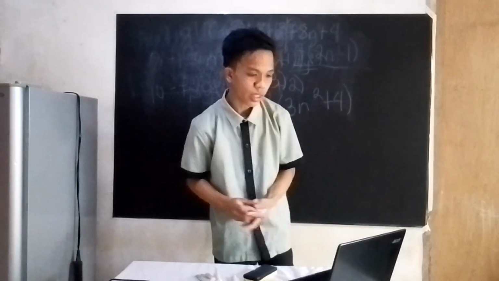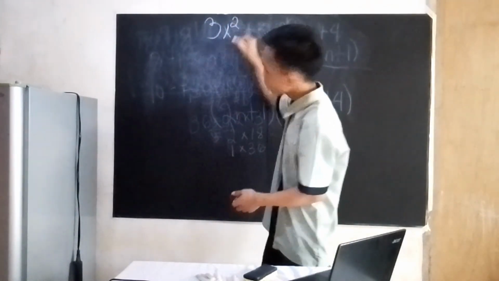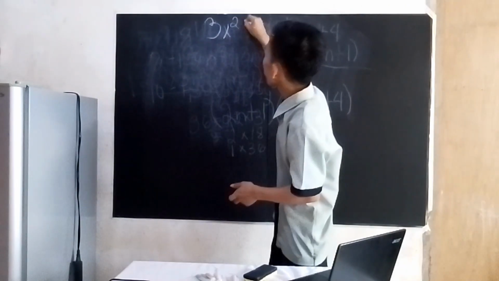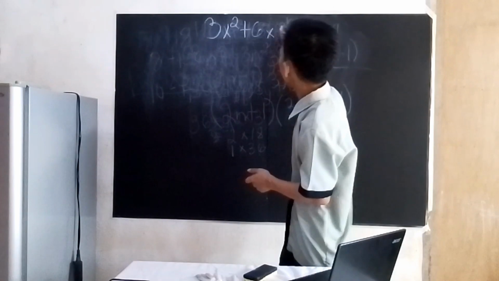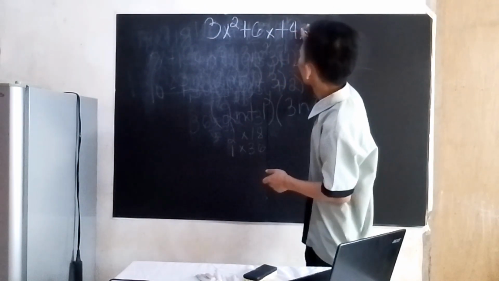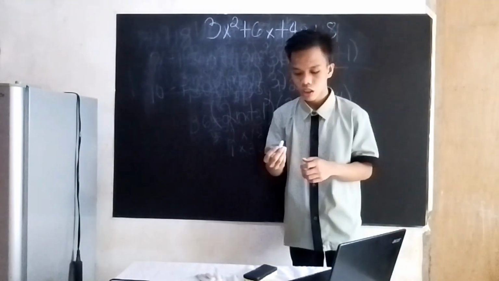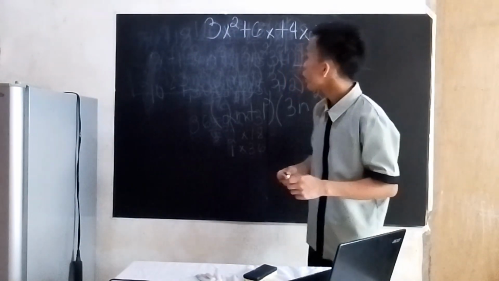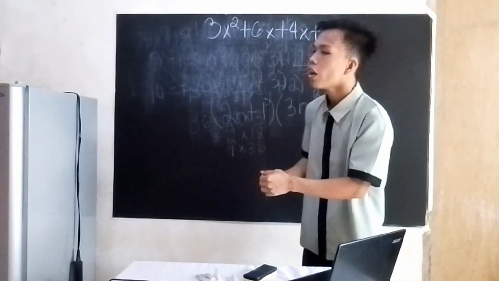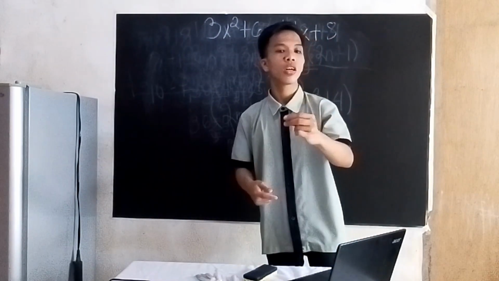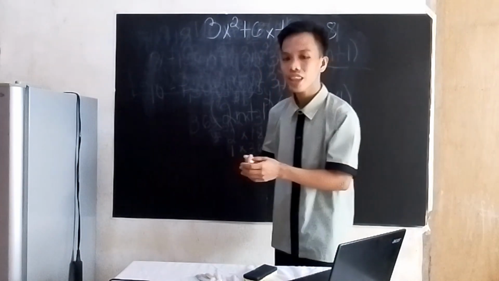So our next example is 3x squared plus 6x plus 4x plus 8. Again, what is the first step that we need to do? Let's have Tyren.